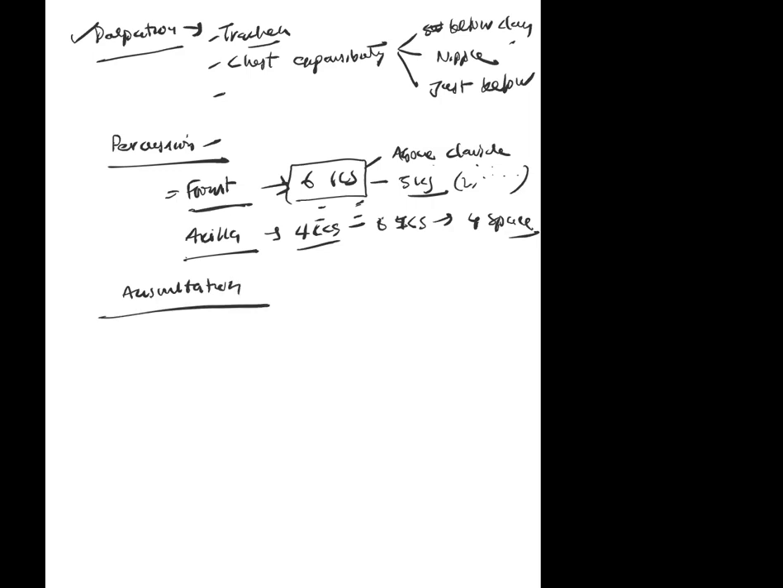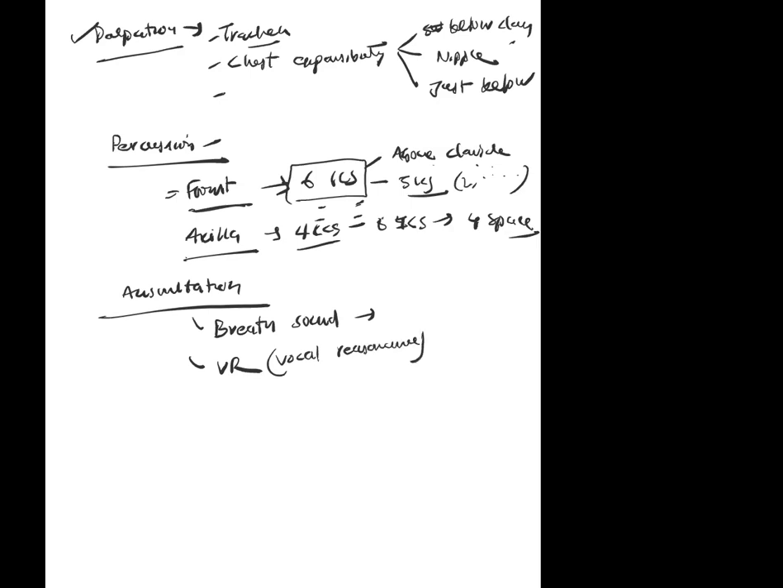At first, what will you check? You will check the breath sound, either it is vesicular or bronchial. Next, you will check the vocal resonance. So at first you will check the breath sound, then you will check the vocal resonance.